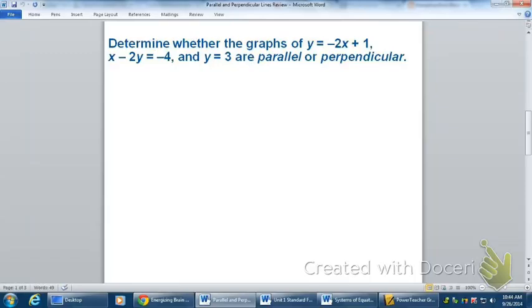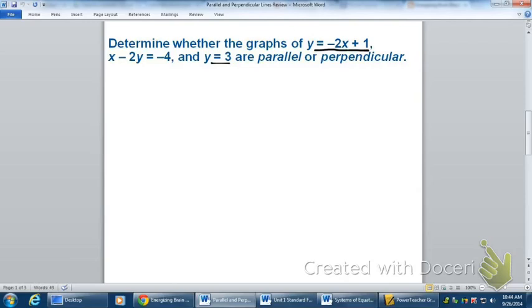Yes. So first of all, y equals negative 2x plus 1. That is in slope-intercept form. That'll work. Now, y equals 3. That's in slope-intercept form too. There's no slope to that. All it is, is 3. y equals 3.